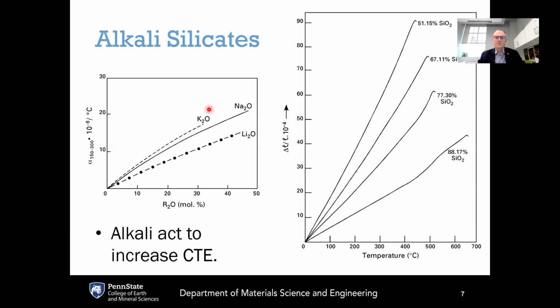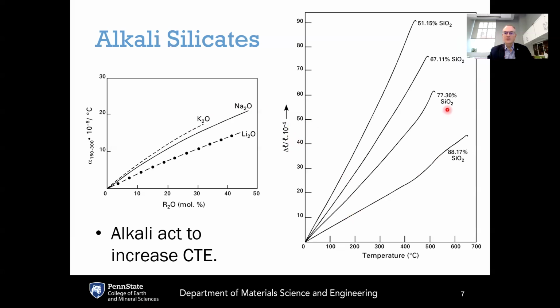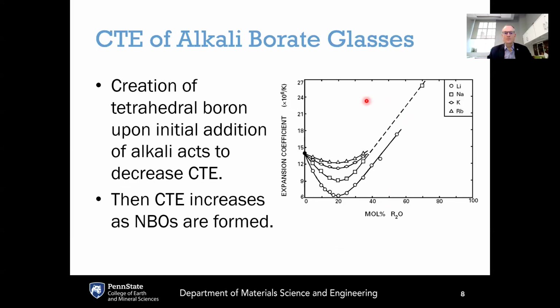Here you can see this is the strain times 10 to the minus 4 as a function of temperature for different glasses with different levels of silica. And what you can see is that you've got steeper and steeper slopes, meaning larger and larger CTE values as you go lower in silica. So silica, SiO2, has one of the lowest CTEs of any known glass at 5.5 times 10 to the minus 7. And so for most glass compositions, if you lower the silica, the CTE tends to go up.